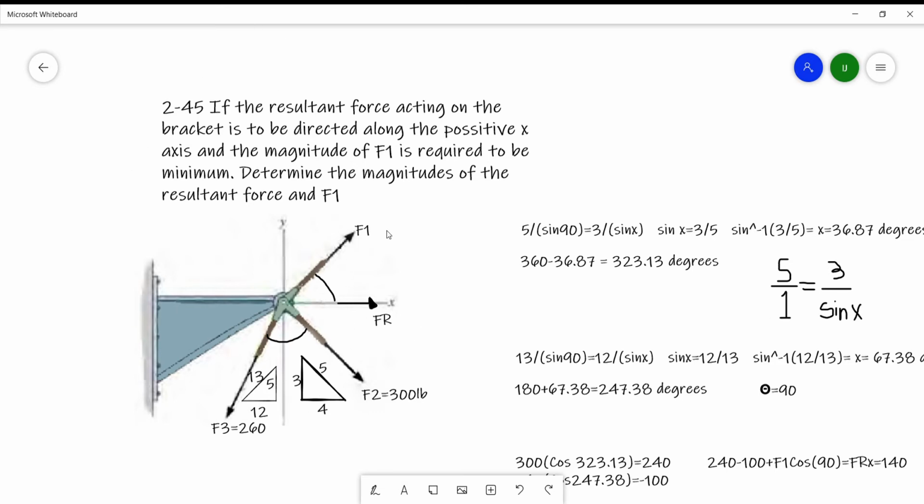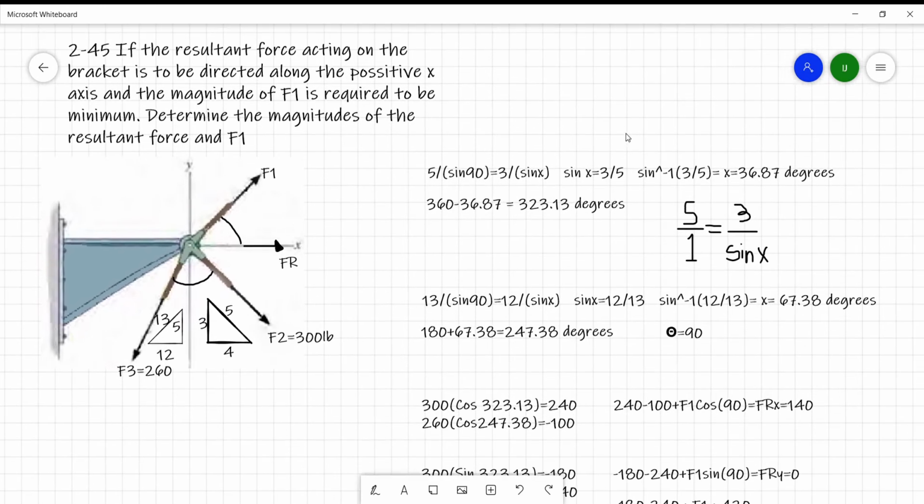I don't know my F1, and I also don't know this angle. But the problem asks for this angle to be the minimum possible. So with this information I know for sure that my angle is going to be 90 degrees, because it asks us for the minimum, which means it goes straight, like a line. It can be on this x-axis or this y-axis, but we are going to use the y-axis because I think it's easier to work with in the exercise.